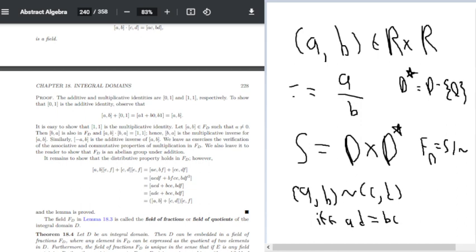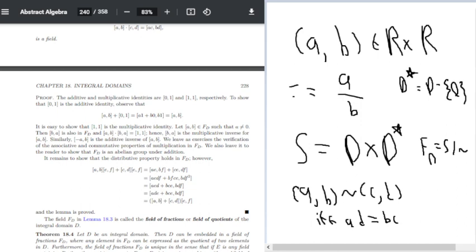Let [a,b] be in FD such that a is not equal to 0. Then [b,a] is also in FD, and [a,b] times [b,a] is equal to [1,1]. Hence, [b,a] is the multiplicative inverse for [a,b]. Similarly, [-a,b] is the additive inverse of [a,b]. We leave as an exercise the verification of the associative and commutative properties of multiplication in FD. We also leave it to the reader to show that FD is an abelian group under addition.